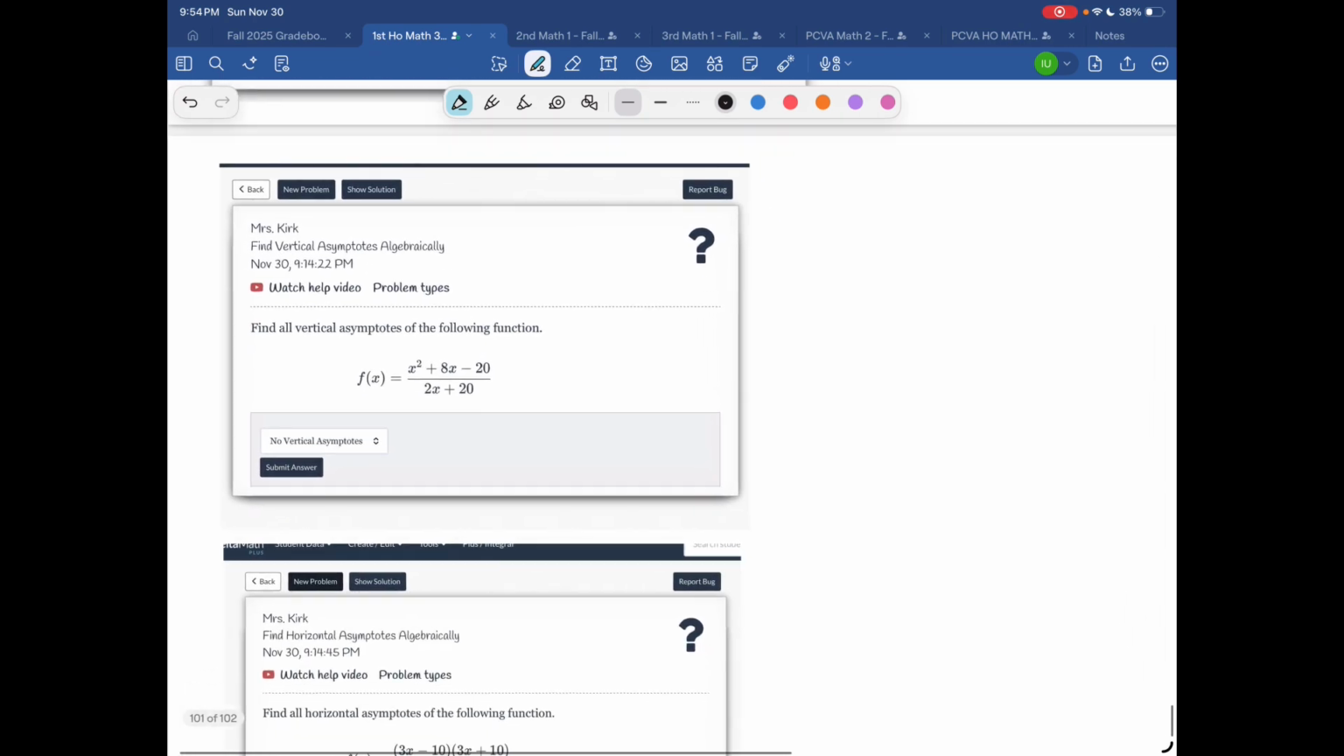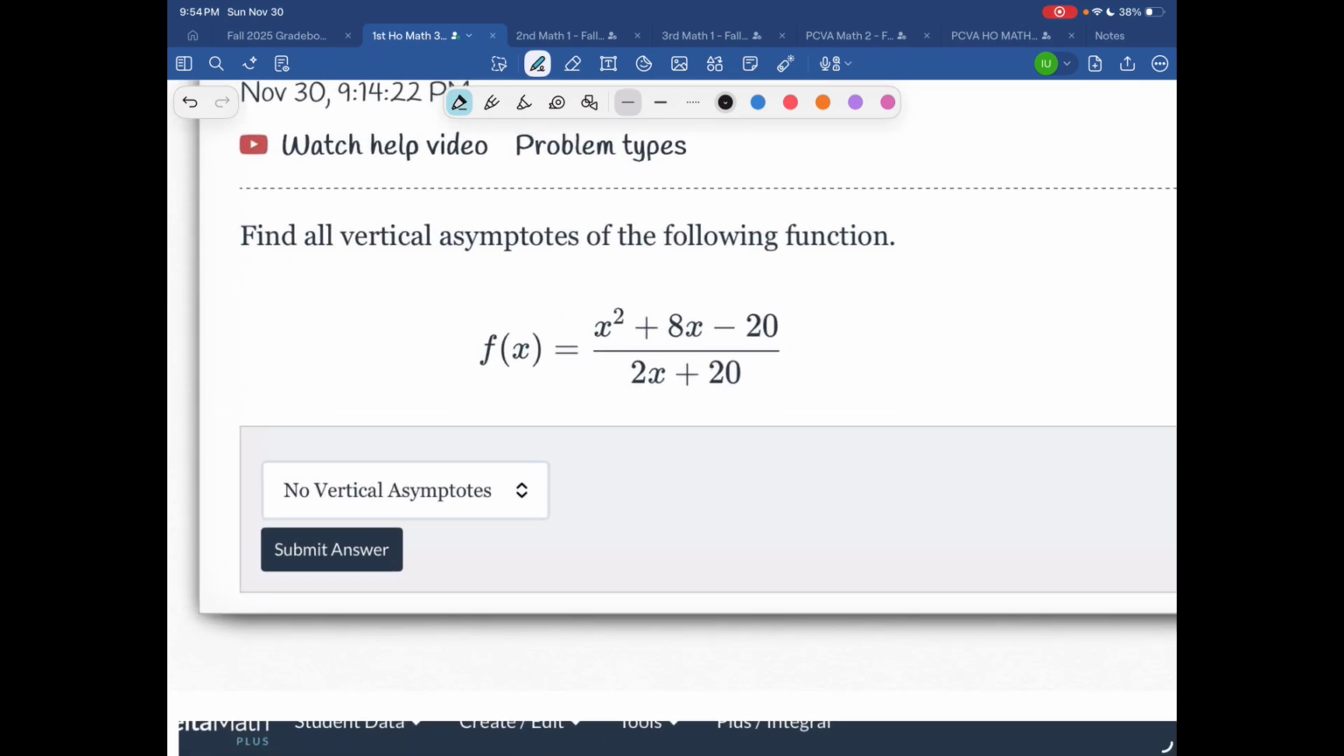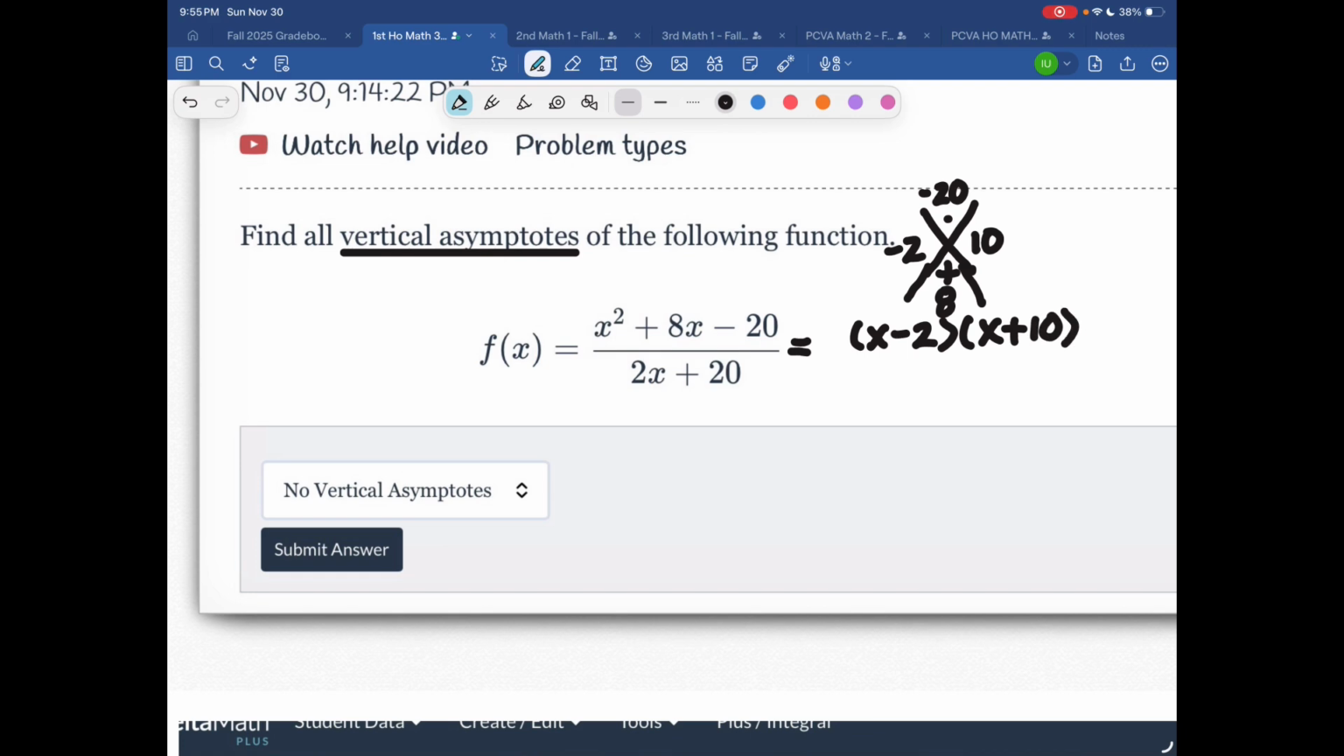All right, so then there was some individuals where it says find all of the vertical asymptotes. So remember, the vertical asymptotes are the pieces that are left in the denominator after it is factored and canceled. So if we figure out our factors here, we need factors of negative 20 that add to give me 8. So we have negative 2 and 10. So this is going to be x minus 2, x plus 10 in the top. And then in the bottom, we have a GCF of 2, so that's x plus 10.